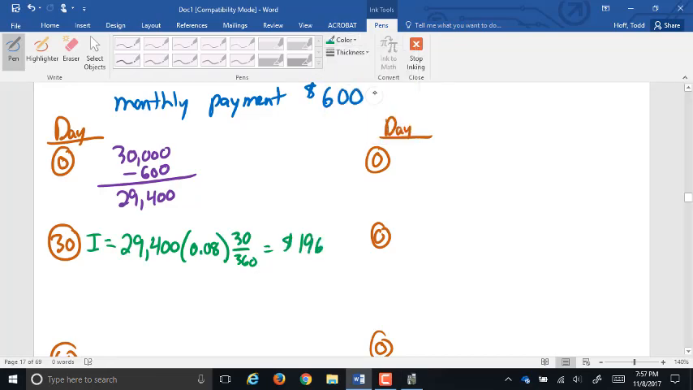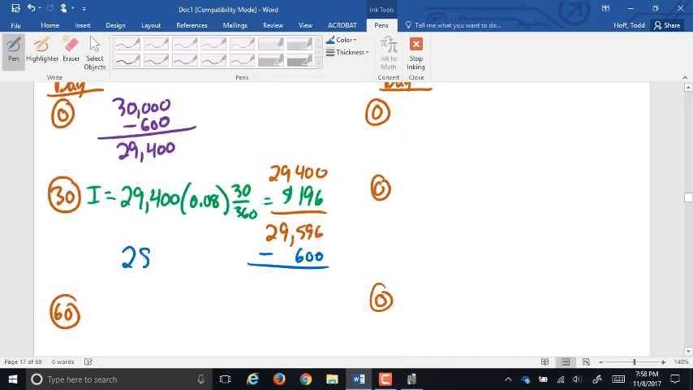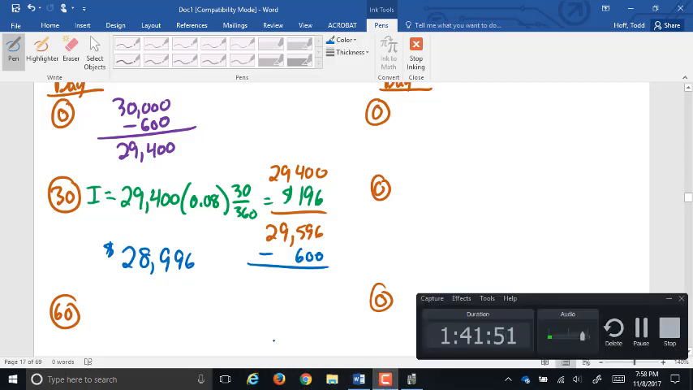So we add that to the 29,400. That's 29,596. Then we subtract the payment of $600. So our balance, $28,996, correct? So that's what we're going to use to start out our next payment. I'll let you finish out that one, and then we'll talk about the other scenario in just a second. So find the balance of the loan on day 120, continuing with that.